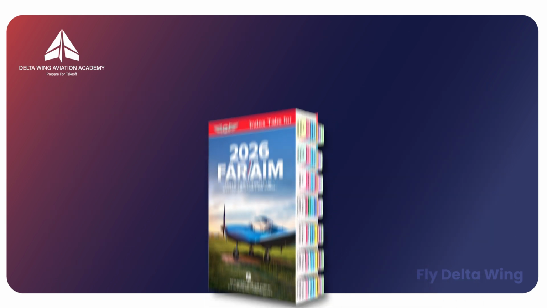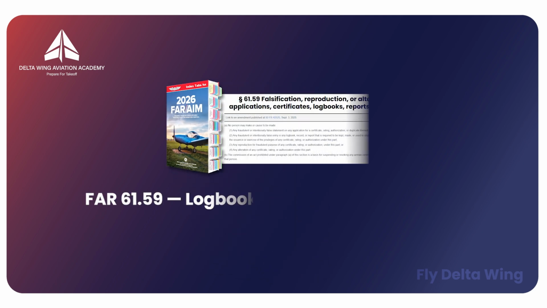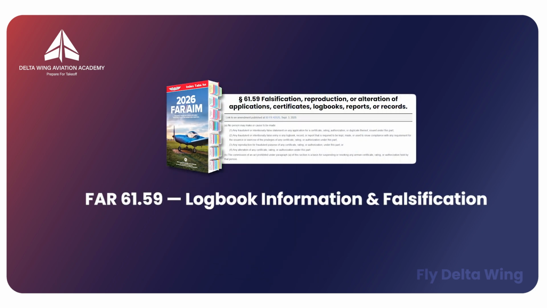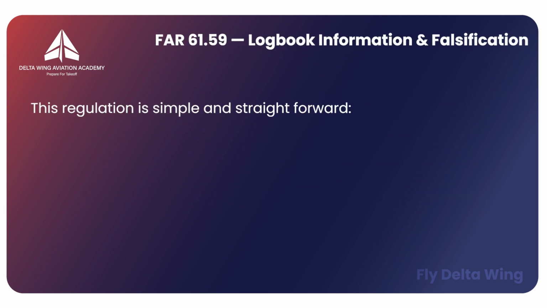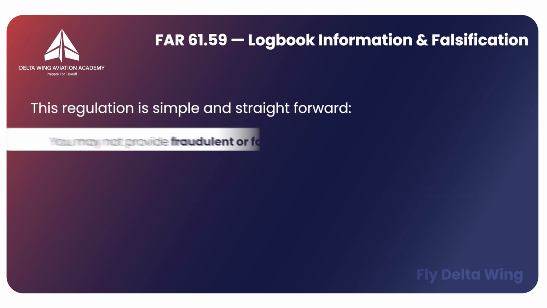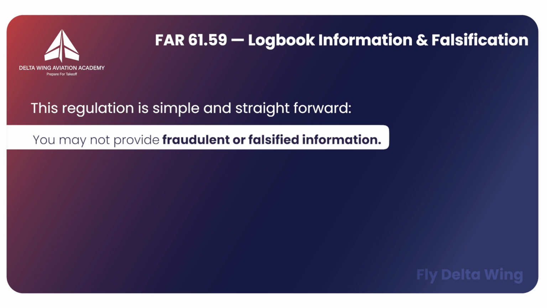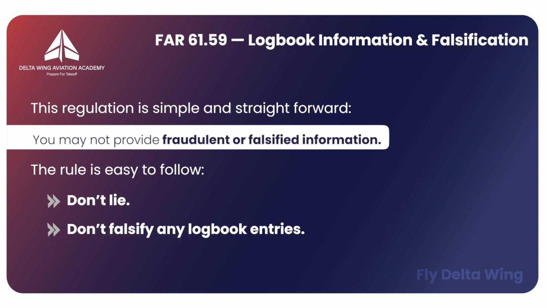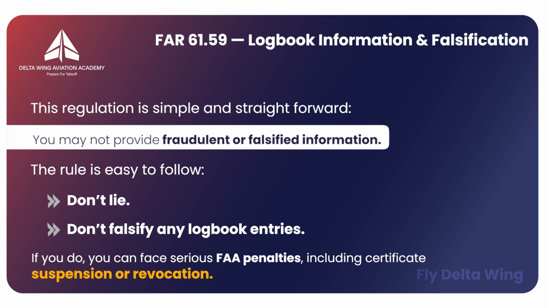Now let's move on to FAR 61.59, Logbook Information and Falsification. This regulation is simple and straightforward. You may not provide fraudulent or falsified information. The rule is easy to follow. Don't lie. Don't falsify any logbook entries. If you do, you can face serious FAA penalties, including certificate suspension or revocation.